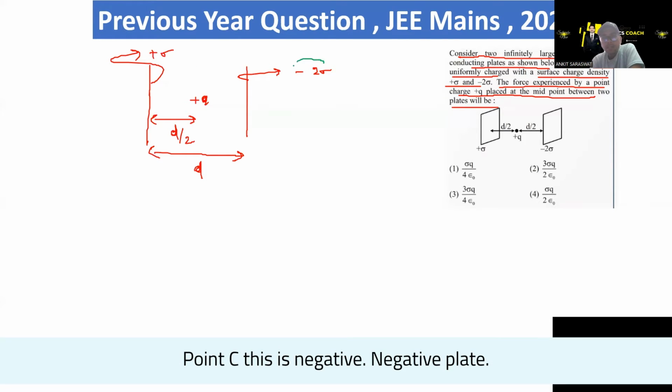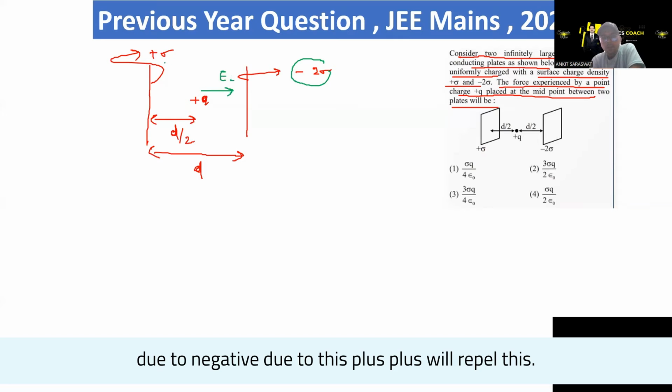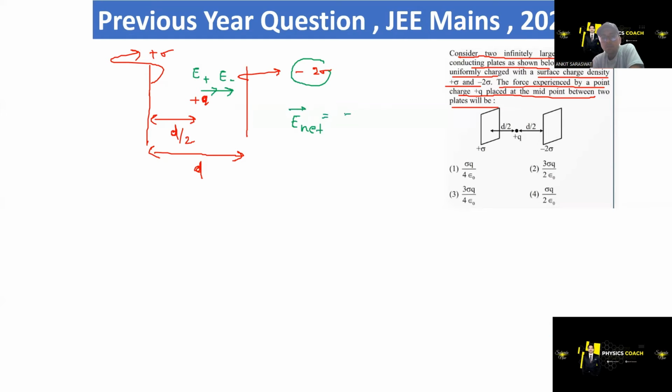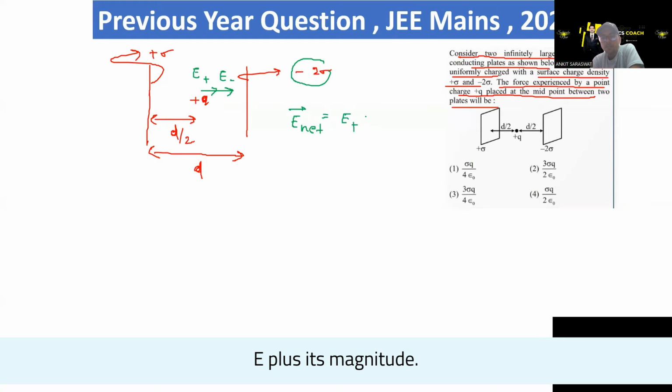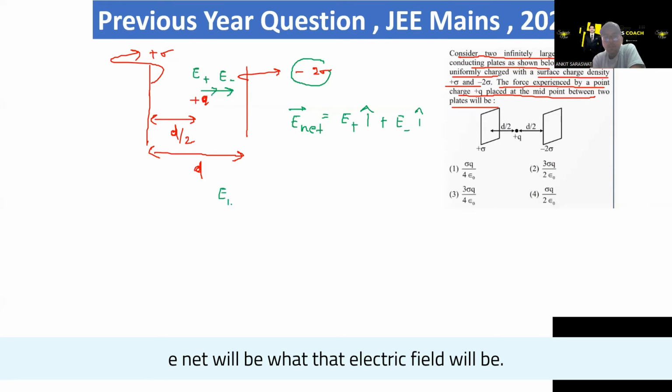See, this is the negative plate, so it will attract this plus q in this direction. The electric field will be in this direction due to the negative plate. Due to the plus plate, it will repel, so it will be in this direction. So the net electric field will be the addition of these two. E plus, its magnitude, then direction is i cap. E negative, i cap.